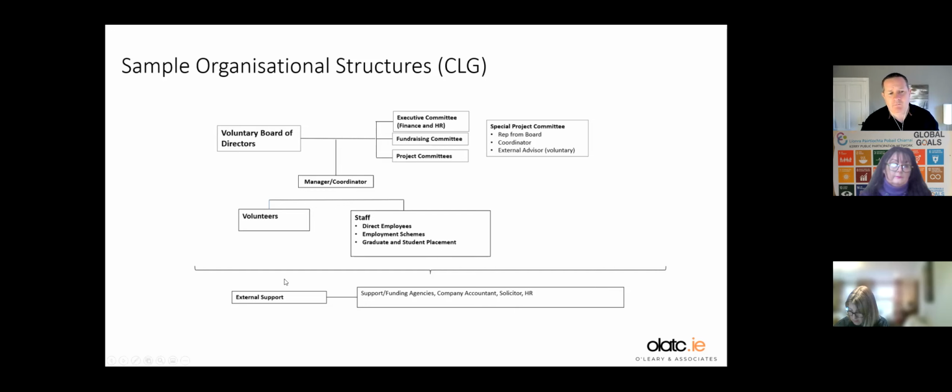And then finally, within every organization, you need to look at the external support. Okay, and this is something that a lot of organizations don't do.